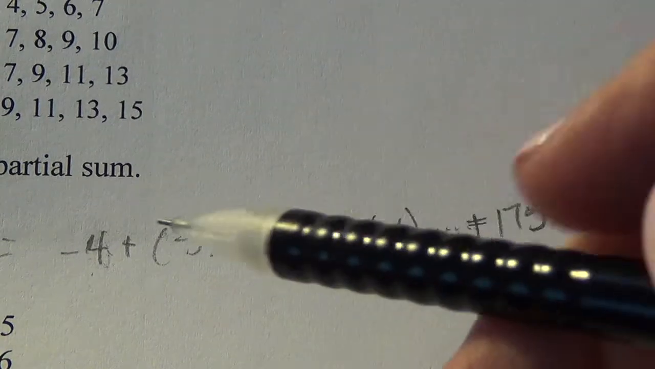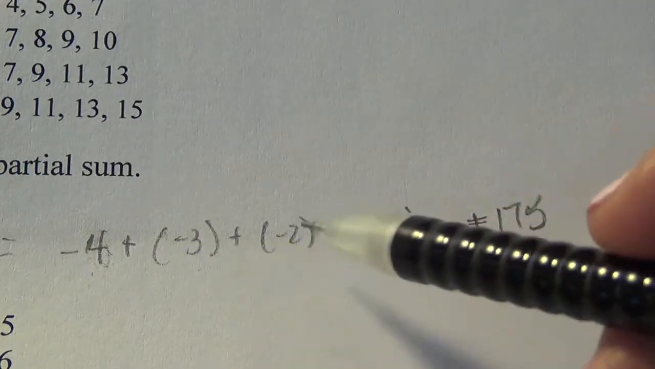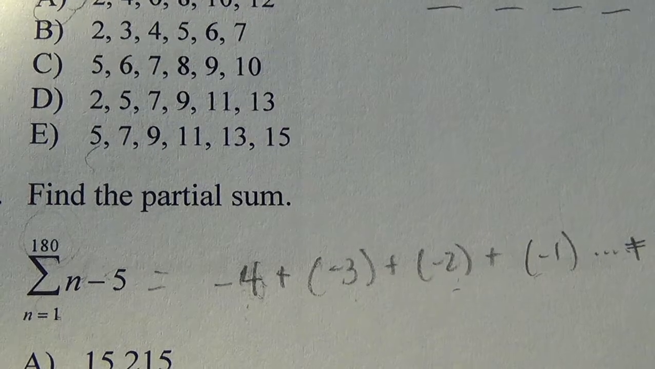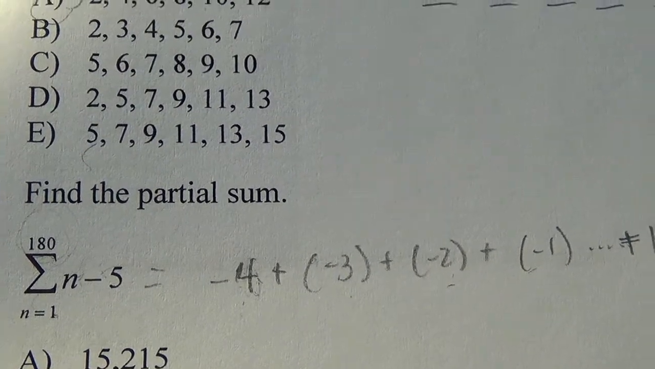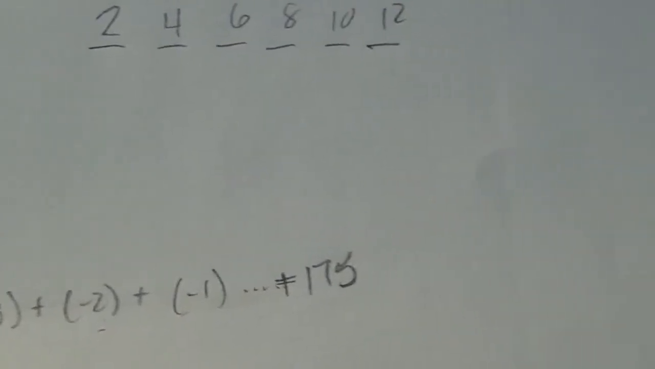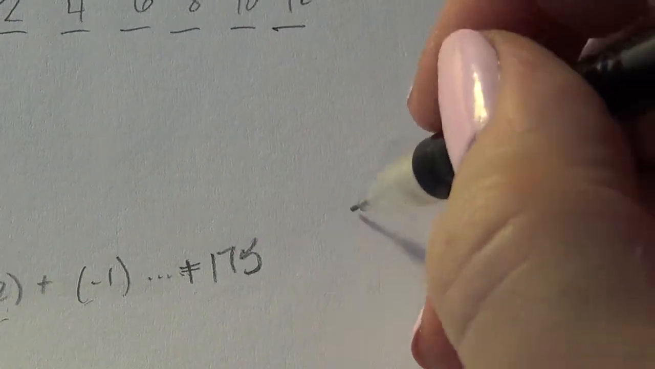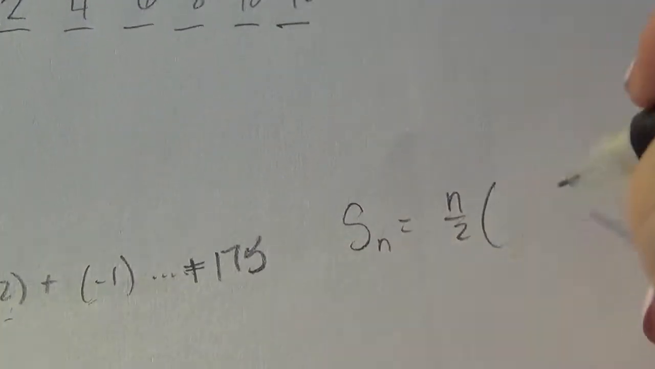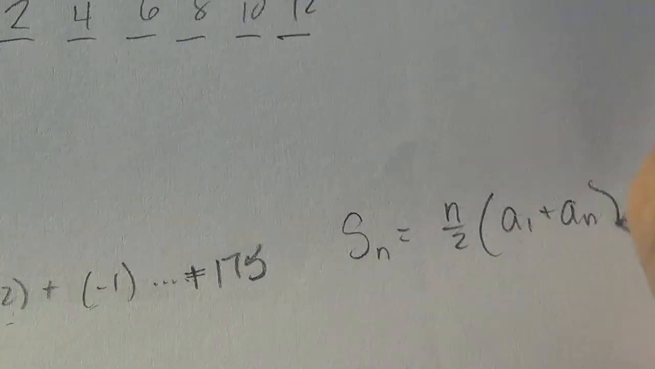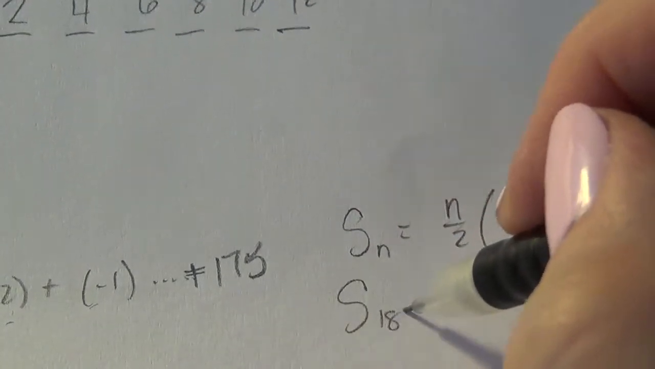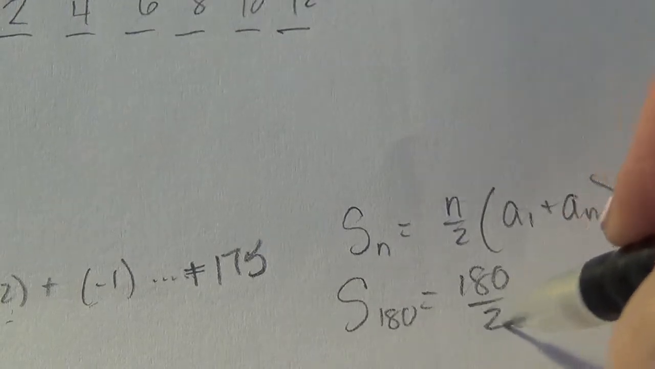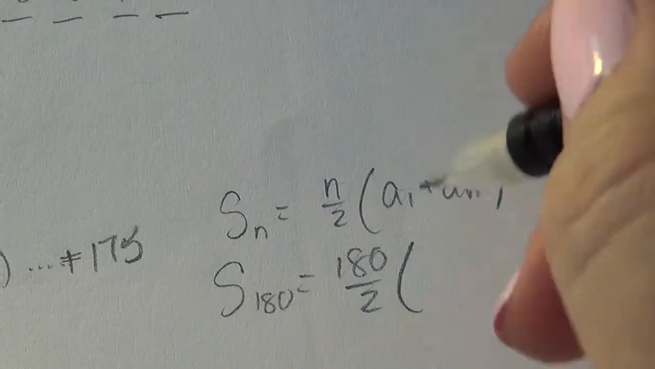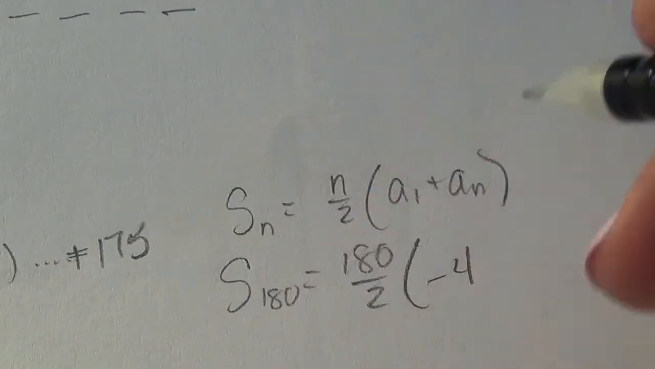Alright, so is this arithmetic? Are we adding one term to get the next? Yes, we are, and that term turns out to be a minus 1. So there's a formula for a partial sum of an arithmetic sequence, and it is: the sum of n terms is n over 2 times the first term plus the last term. So we're doing 180 terms, so it's 180 divided by 2. The first term was minus 4, and the last term, still peeking at us, 175.